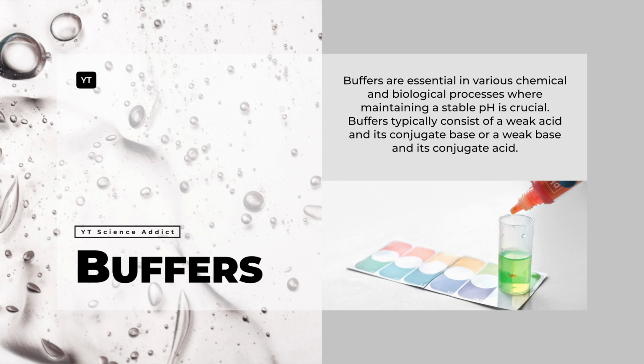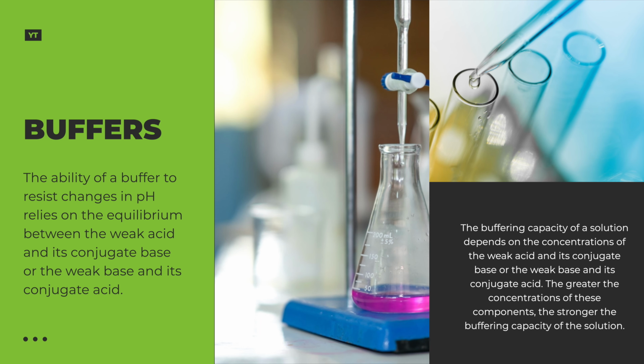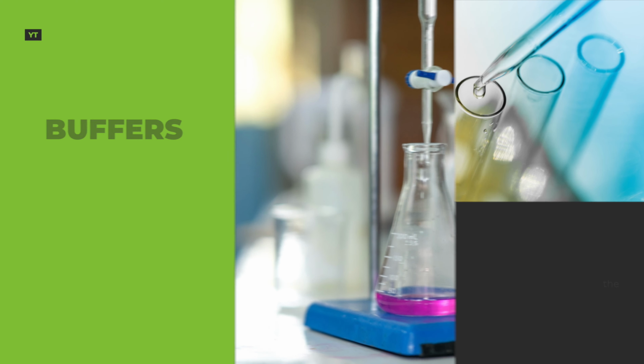The ability of a buffer to resist changes in pH relies on the equilibrium between the weak acid and its conjugate base or the weak base and its conjugate acid. The buffering capacity of a solution depends on the concentrations of the weak acid and its conjugate base or the weak base and its conjugate acid. The greater the concentrations of these components, the stronger the buffering capacity of the solution.